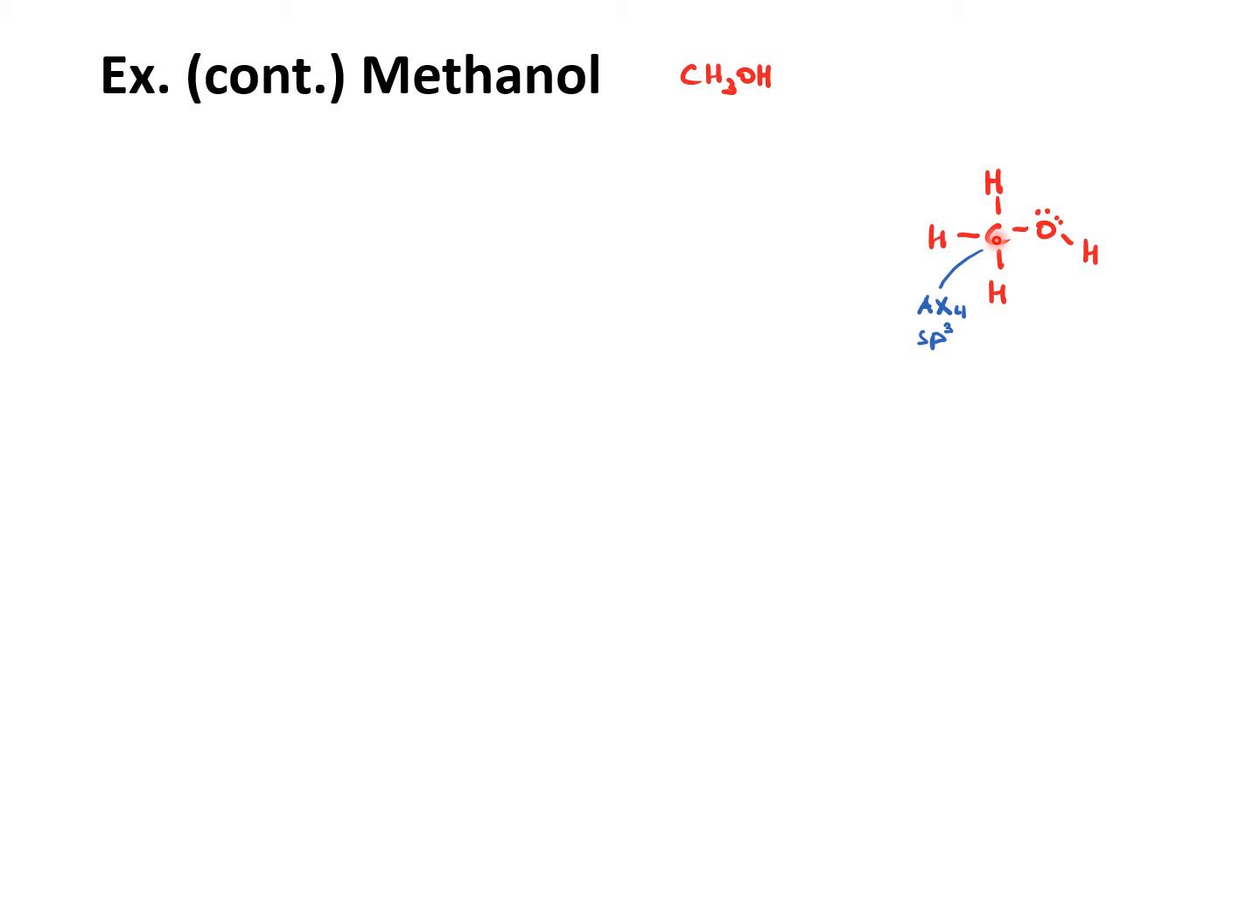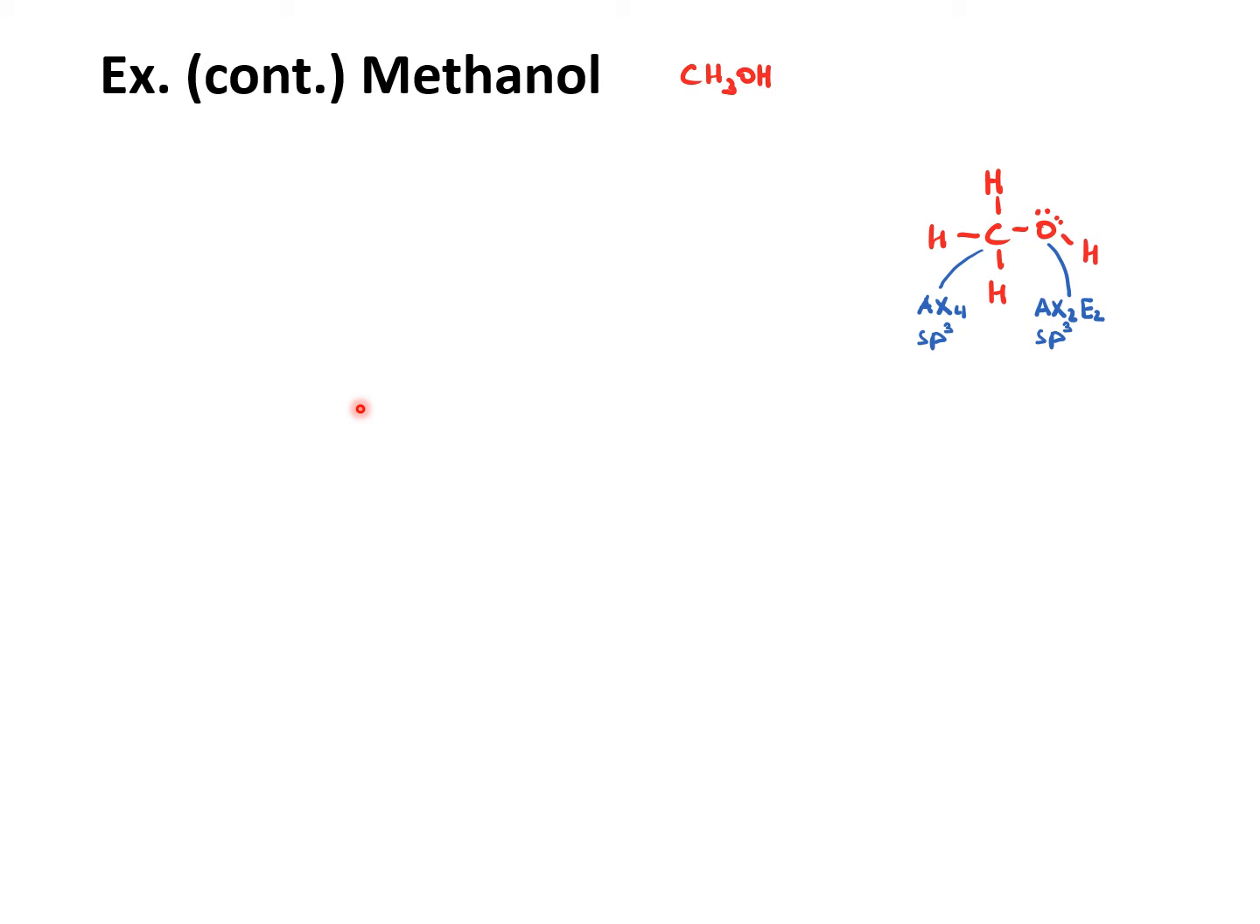Next, looking at oxygen, we see that oxygen has 2 atoms bound to it, carbon and hydrogen, and it has 2 pairs of non-bonding electrons. And so here the VSEPR class is AX2E2, and therefore the hybridization is sp3 hybridized.